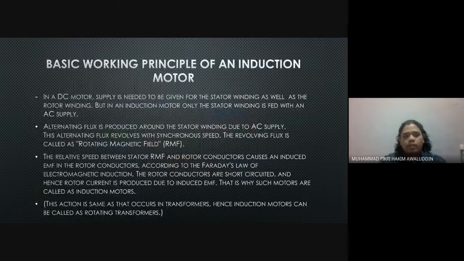So, the basic working principle of the induction motor. In an induction motor, supply would need to be given to the stator winding as well as the rotor winding. But in the induction motor, only the stator winding is fed with an AC supply.